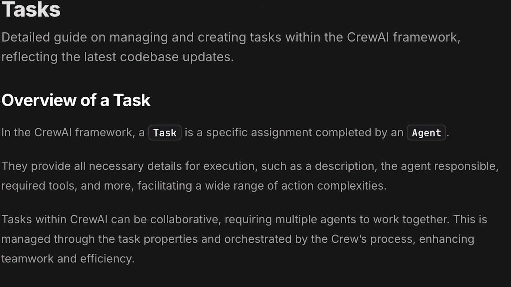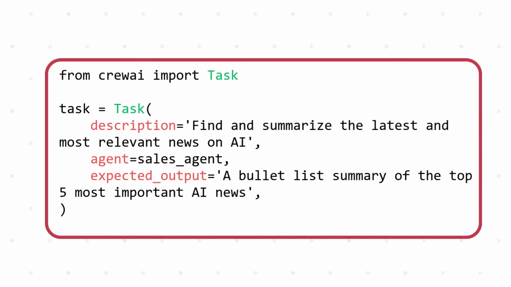Now, a task in the CrewAI framework is just a specific assignment to be completed by the agent. And much like the agents, the task has all these attributes that we can give to the task object. So for instance, the description, this is going to detail the task purpose and execution for the agent. And then you have the agent attribute, and we have to assign this task to an agent.